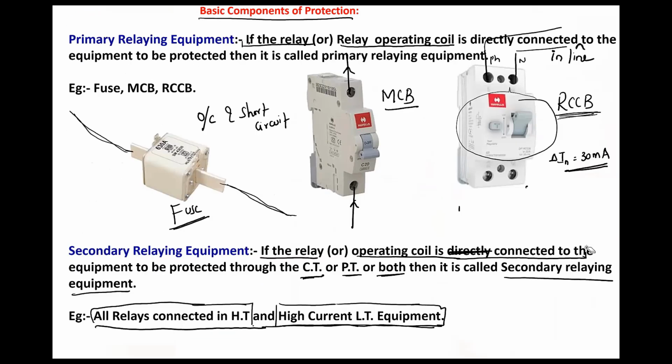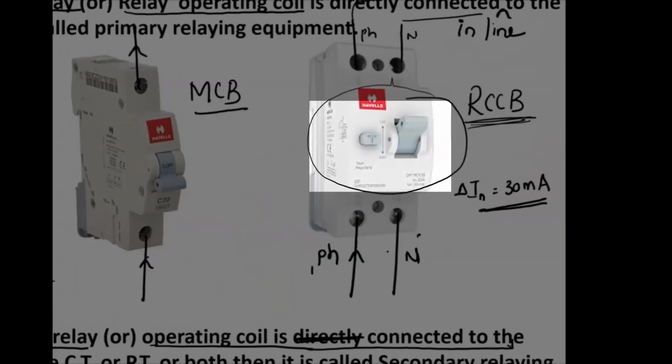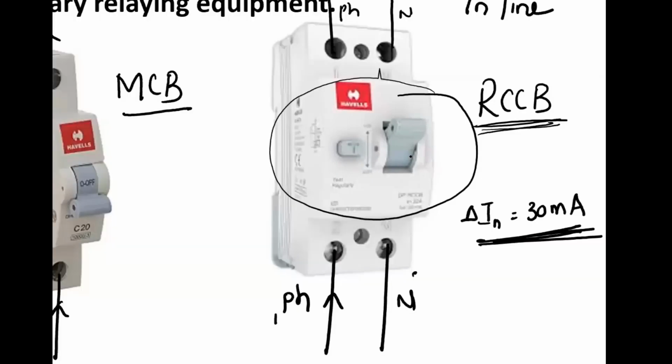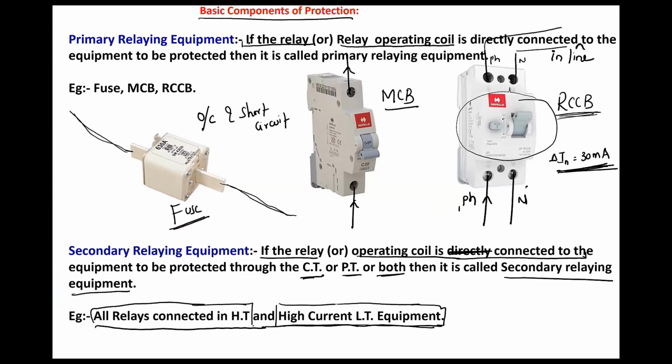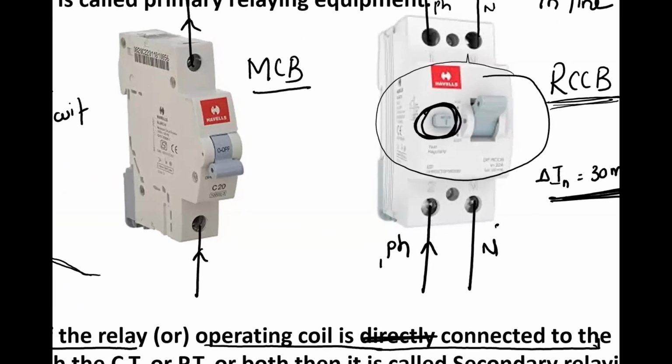That is the connection which I have shown. One is going phase and neutral. So this is phase, this is neutral. If the difference exceeds 30 milliampere, this device will immediately trip and save the life. Here this button is the test button.